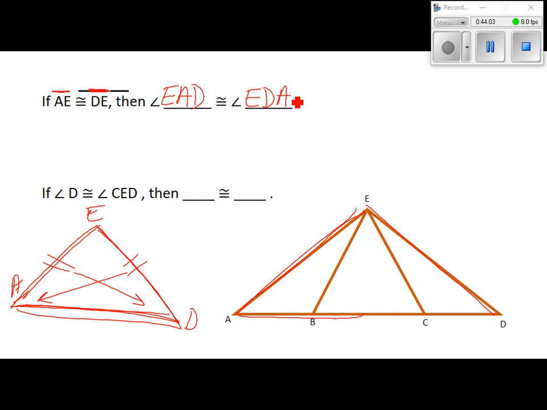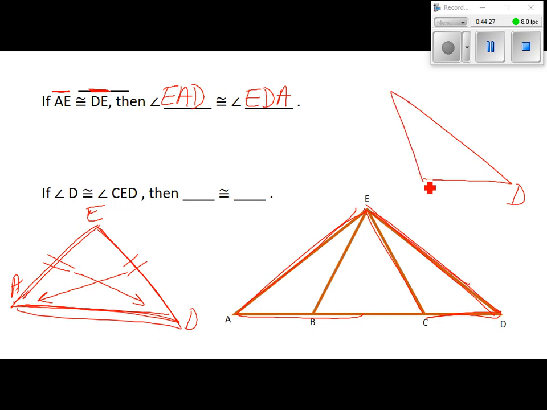Next one, if angle D is congruent to angle CED, then which segments are congruent? So I'm going to try to split off angle D. Angle D is this angle right here. It's on that side. And angle CED, that's this angle up top here.